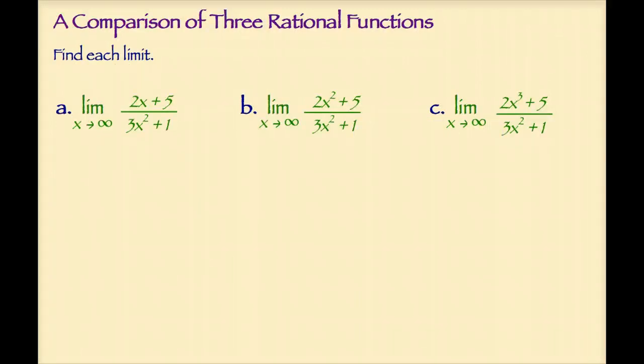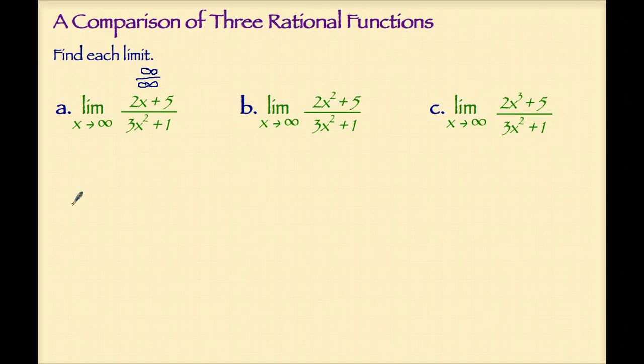A comparison of 3 rational functions. We're going to find the limit of these 3 rational functions, and the results will lead to a generalization that we've seen before. Starting with this first function, you can see that if we attempt to directly substitute infinity in for the variables, it's going to lead to an indeterminate form, infinity over infinity.